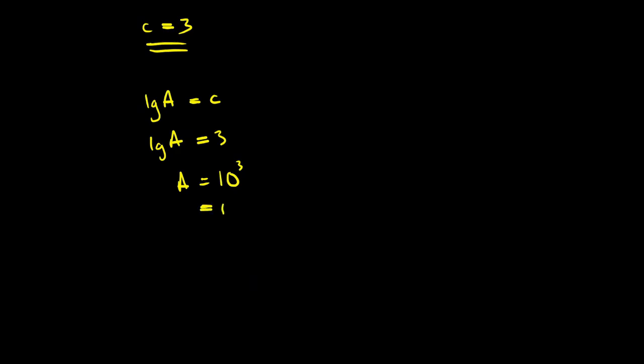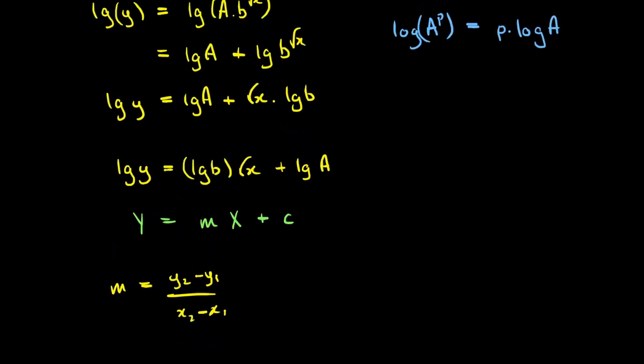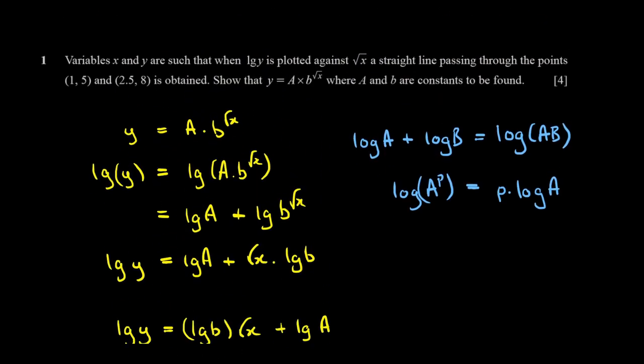Okay. So then, if that's the case, we can just substitute these values back into our expression here, right? So A is 1,000, B is 100. So therefore, our final answer is going to be y is equal to 10 to the 3, 1,000, times b, which is 100, to the power of root x. Okay, and that's our answer to question 1.